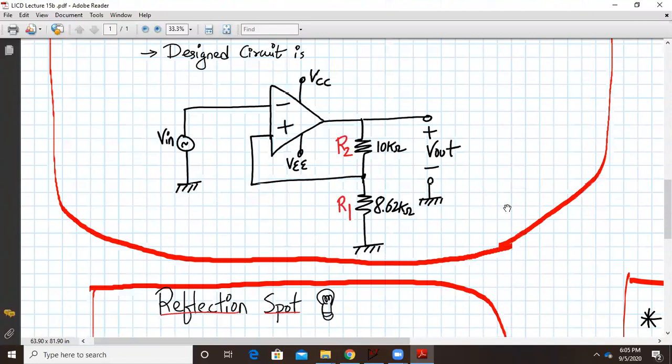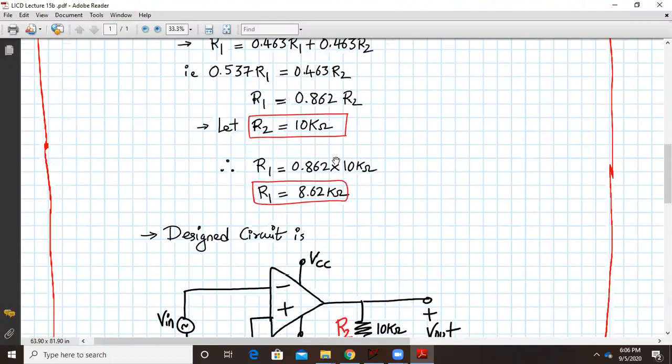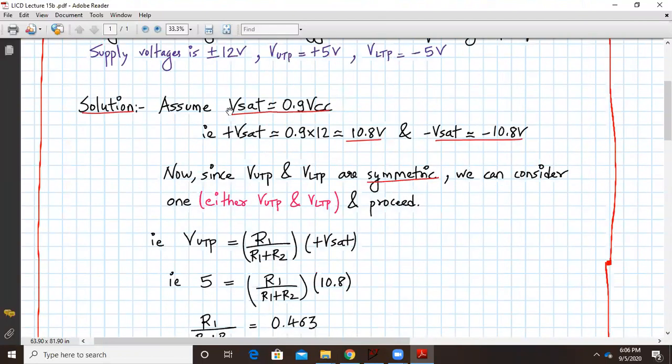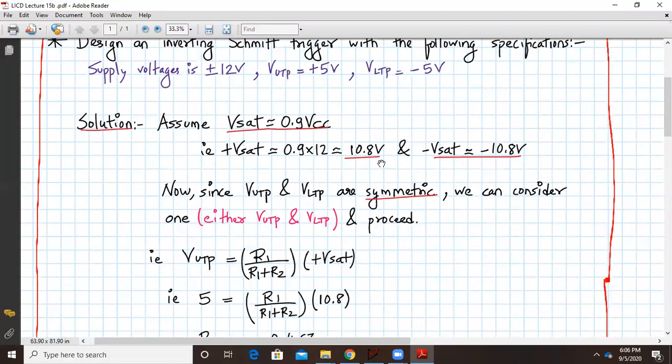So first of all, let us check the circuit. This is my circuit of my inverting Schmitt trigger. Input is applied to the inverting terminal and the positive feedback is applied via this potential divider R1 and R2 to the output. This is a simple circuit of an inverting Schmitt trigger. Now let us start. We know that the saturation voltage for an opamp is around 90% of VCC. So plus VSAT will be 90% of 12, that is around 10.8, and minus VSAT will be minus 10.8.